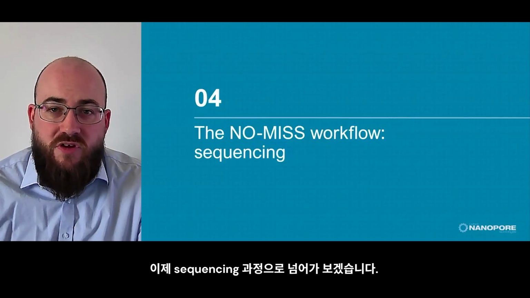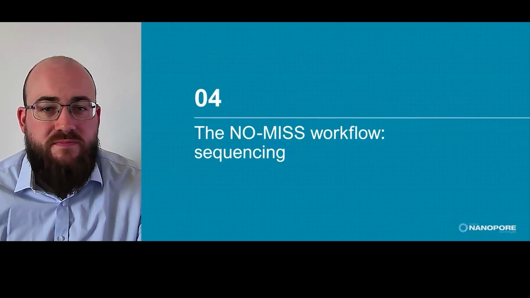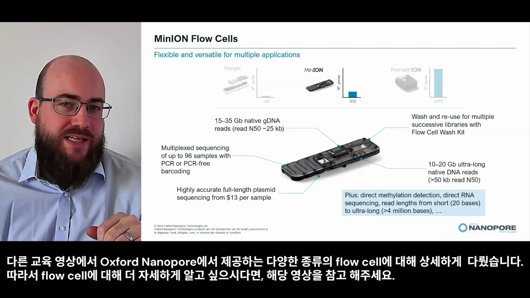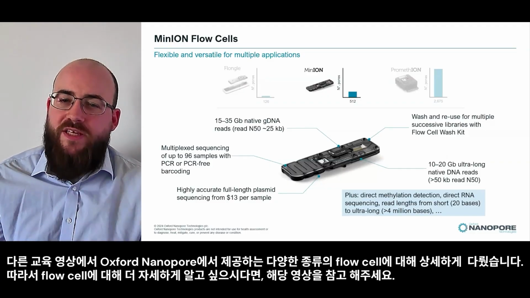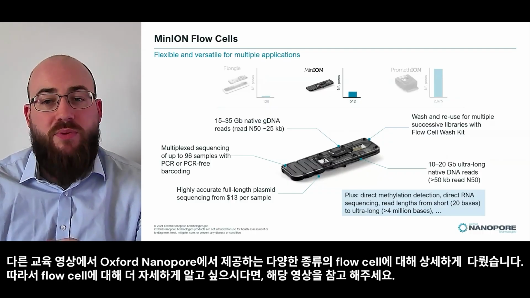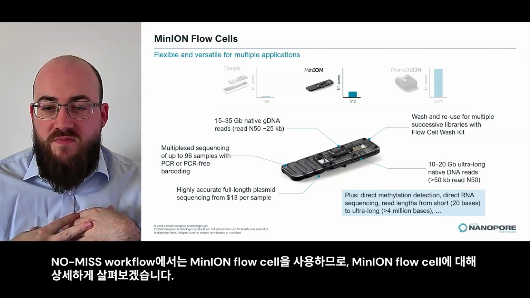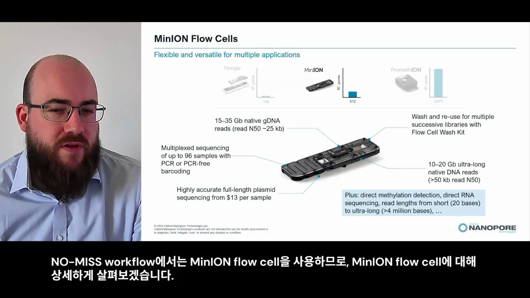Okay, so now let's move on to actually doing the sequencing. So when it comes to sequencing, other masterclass sessions will have given you way more information on all the types of flow cells, so please do refer back to those if you're interested in the full range. For NOMIS, I'm just going to talk about MinION flow cells.